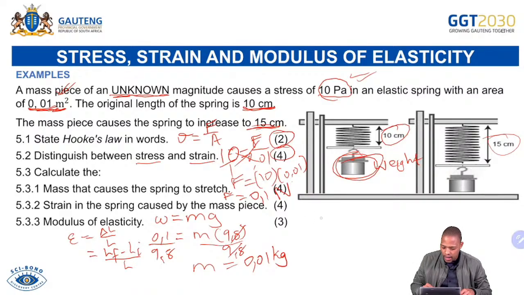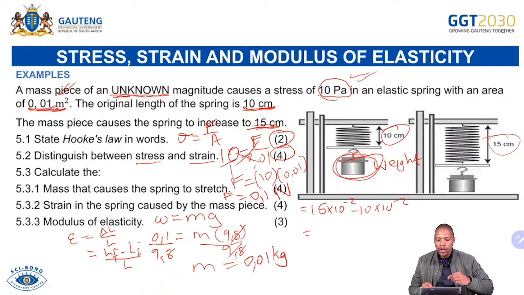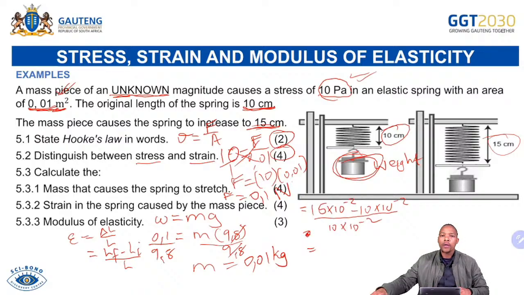And then I'll continue here, which will be equals to 15 times 10 to the power minus 2, because I'm converting centimeters to meters, minus 10 times 10 to the power minus 2. That's me already converting from centimeters to meters, grade 12, okay? Over the original 10 times 10 to the power minus 2. And then I should get my answer there, right?